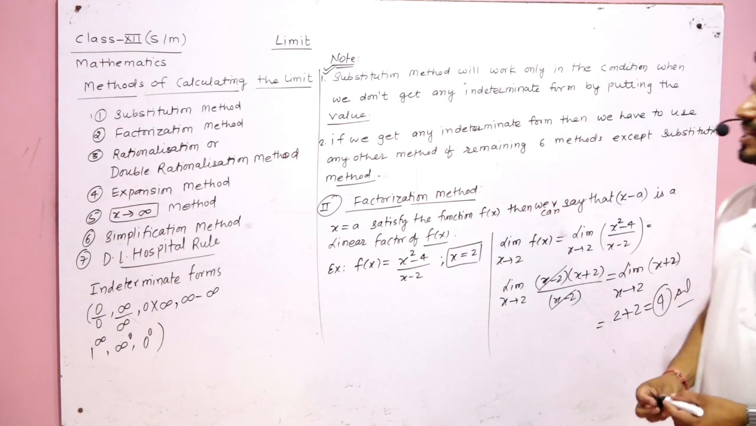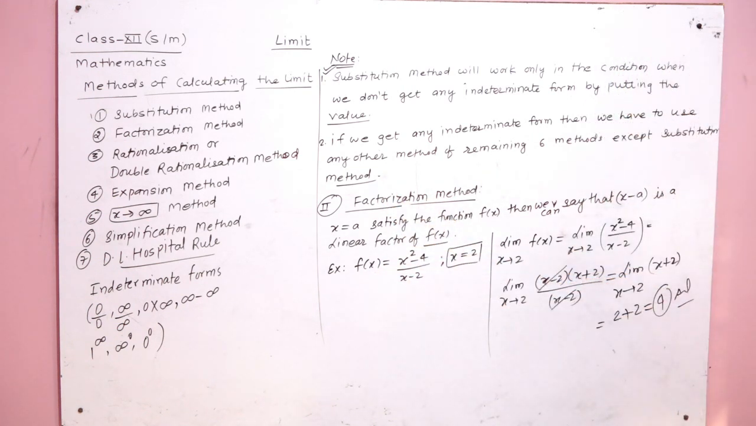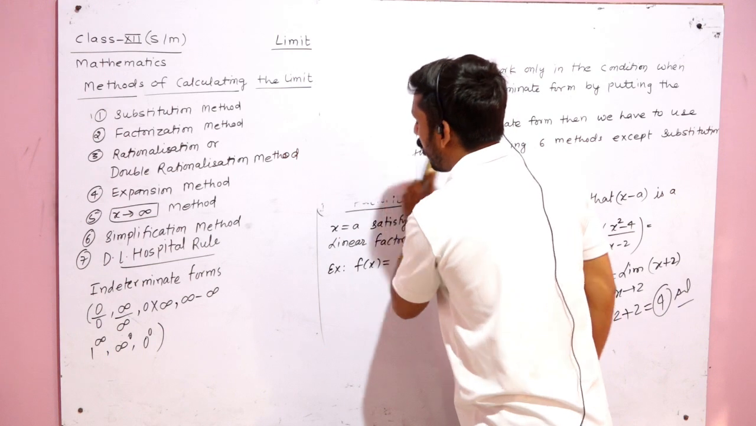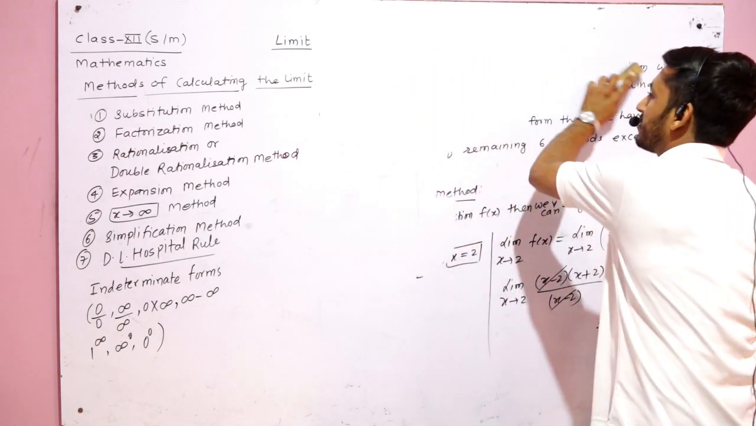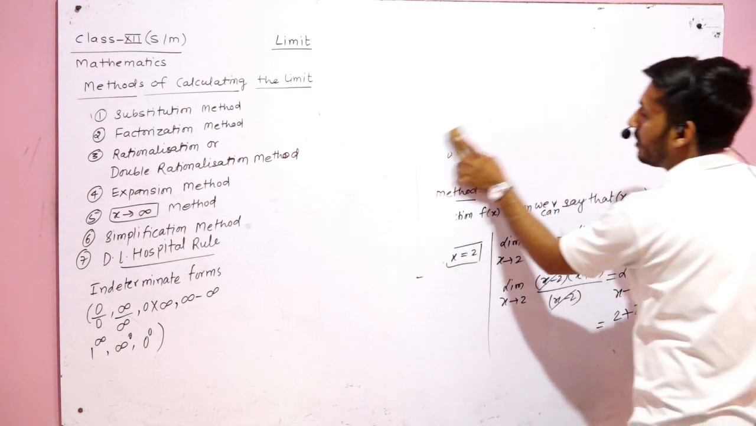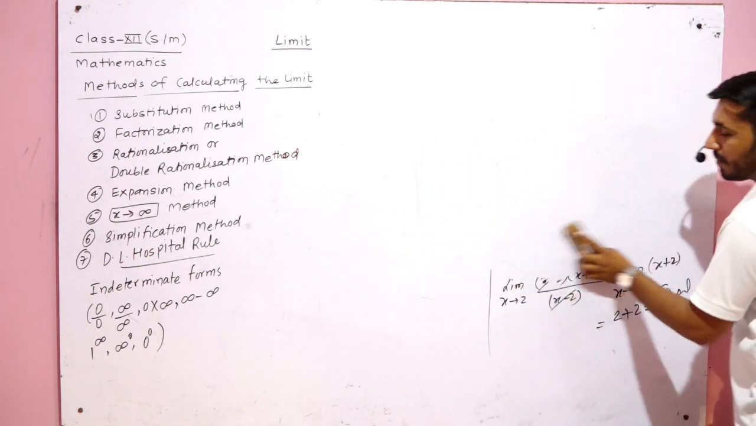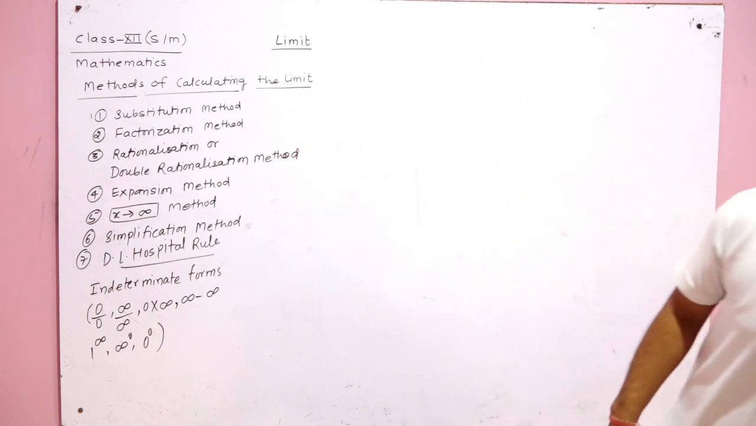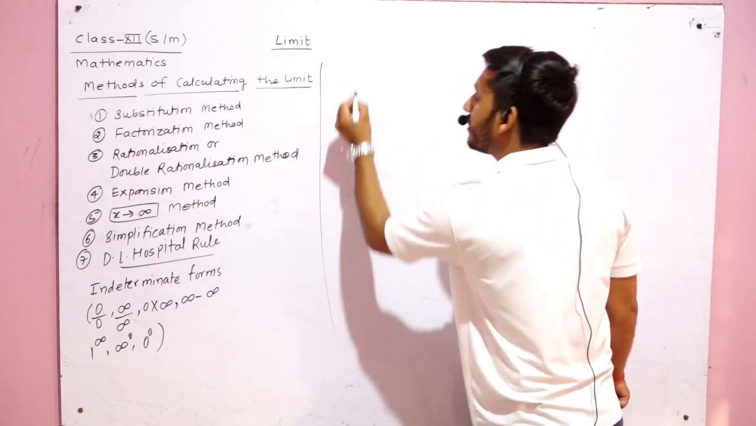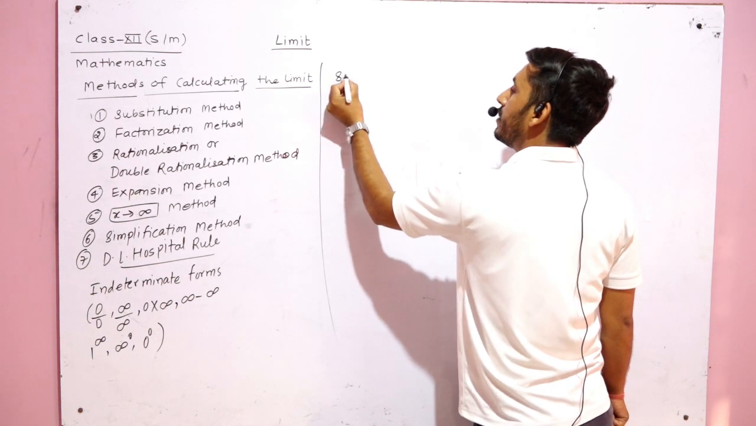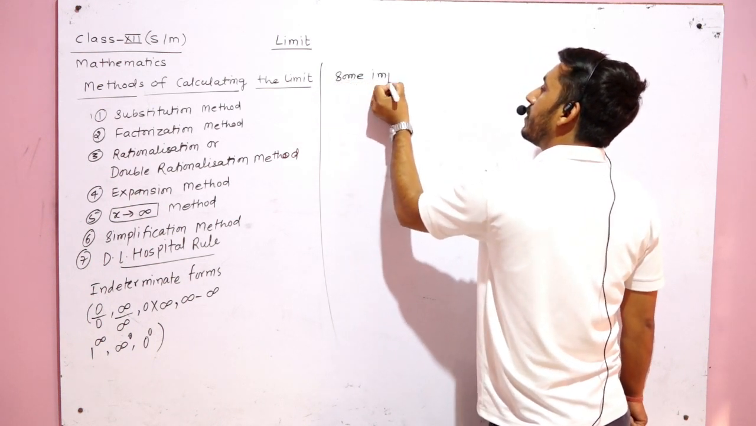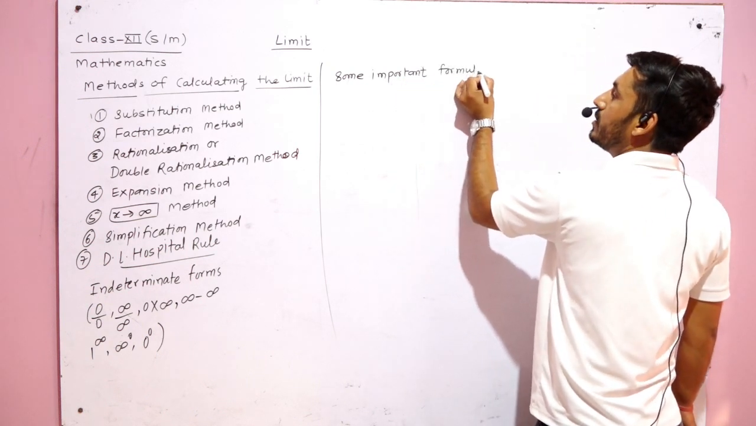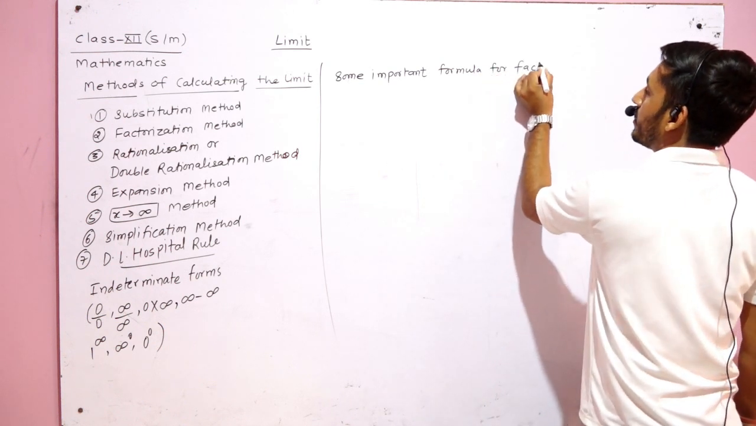In this method, first you have to note down. In the method of factorization, there are some important formulas you have to remember, as earlier you have studied formulas like a square minus b square, etc. Here we can write some important formulas for the factorization method.